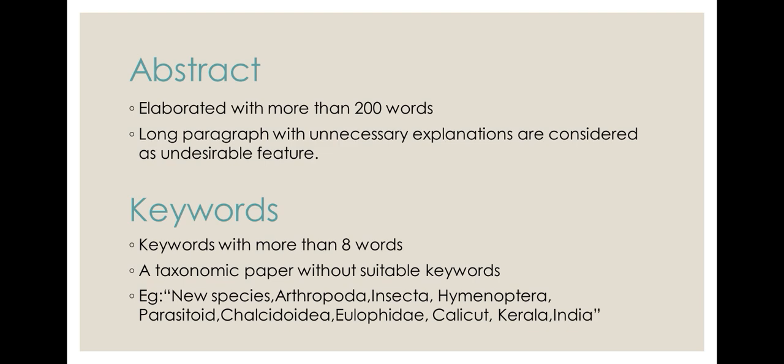Okay. And keywords. Keywords with more than 8 words. A taxonomic paper without suitable keywords. New species: Arthropoda, Insecta, Hymenoptera, Parasitoid, Calicut, Kerala, India, like that.